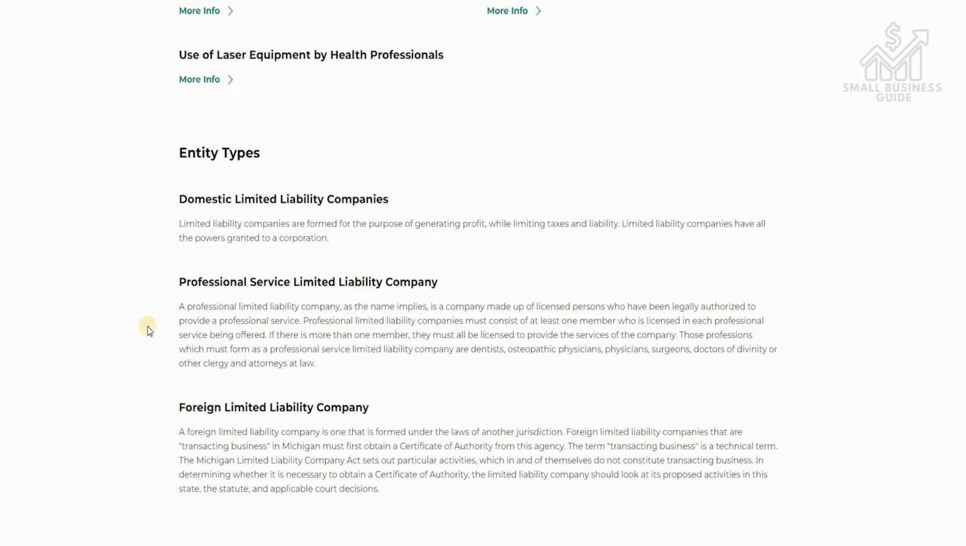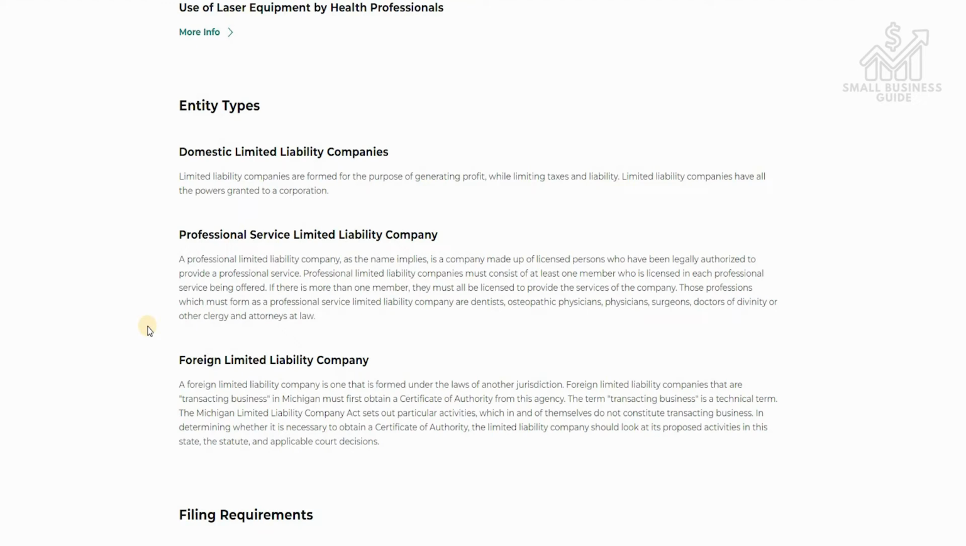Now, there are 3 different types of limited liability companies. One is domestic, one is a professional service, and the third is a foreign limited liability company. Obviously, whatever product or service you're selling or doing and whatever industry you're in, it really depends on that. So I'm not going to go into each one of them because it is customization of what is required for you. You have to personalize it, understand the market and the industry you're in, and accordingly go for the type of limited liability company that you want.